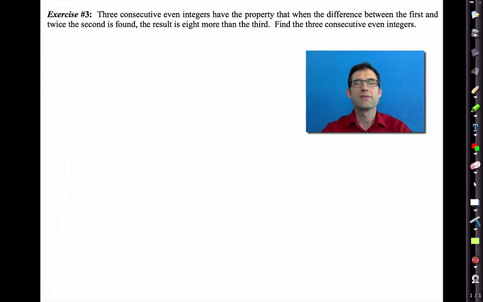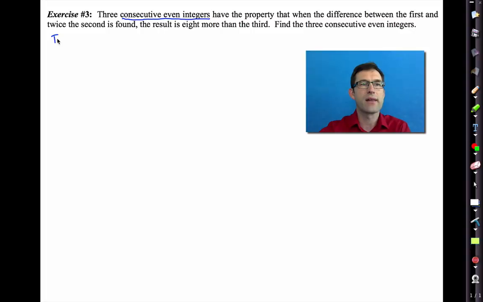Okay, look at this, like vast open space that we keep getting on these problems. Let's go back to blue. Blue it is. All right, 3 consecutive even integers. 3 consecutive even integers have the property that when the difference between the first and twice the second is found, the result is 8 more than the third. Find the 3 consecutive even integers.